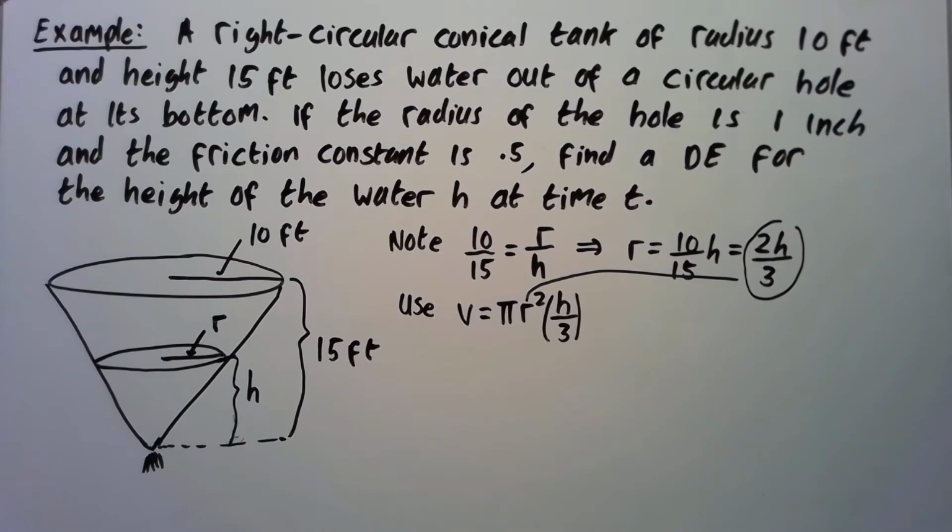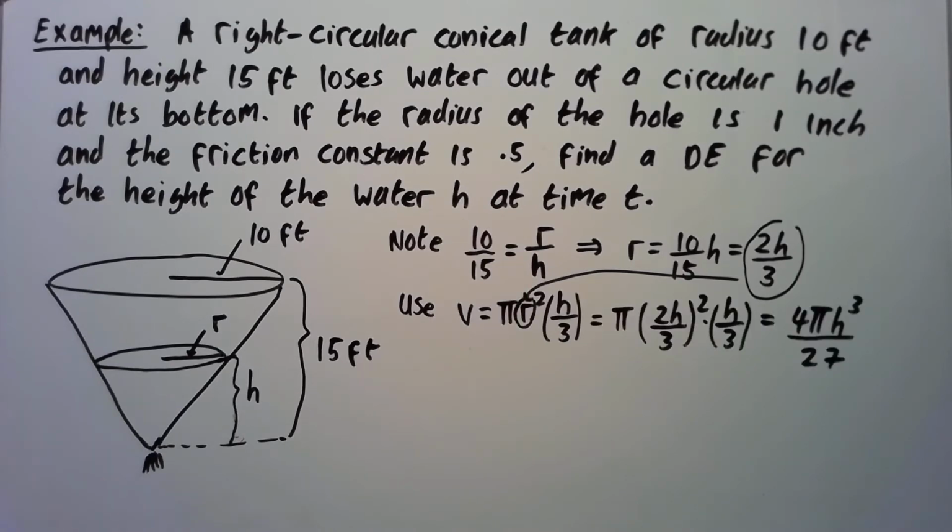So doing that, we get pi, and in place of r, you're writing 2h over 3. So it'll be 2h over 3 squared times h over 3. So squaring 2h will become 4h squared. There's another h here, so it'll be h cubed. And then it'll be 3 squared times 3, so it'll be 3 cubed, so it'll be 27. So it's going to be 4 pi h cubed over 27.